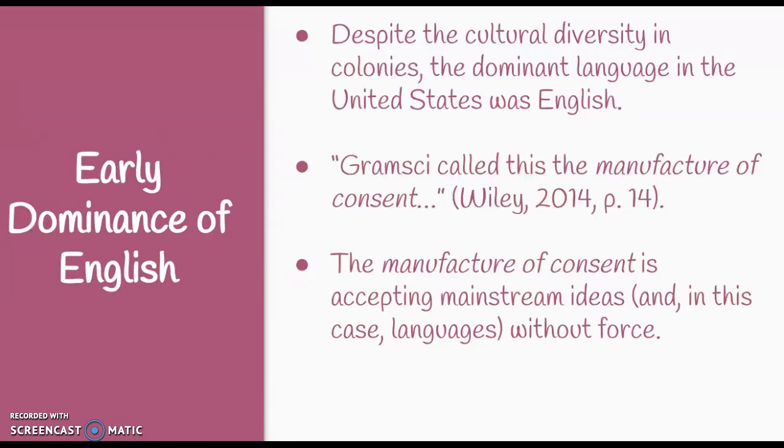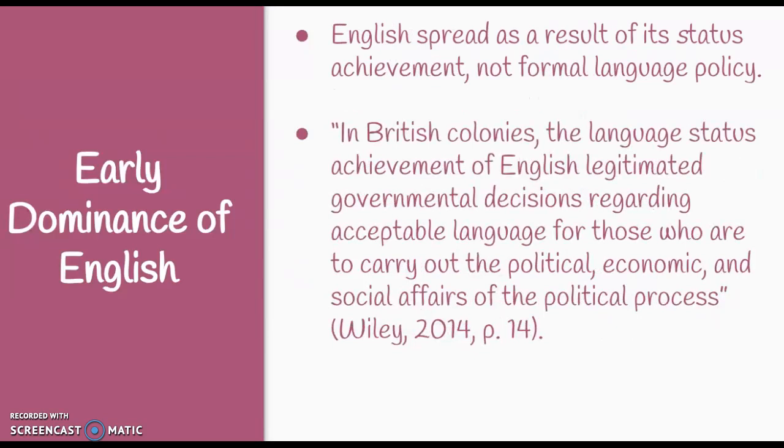However, even though there was cultural diversity in the colonies, the dominant language in the United States was still English. And according to Gramsci, he called this the manufacture of consent. And what that meant was that there was the acceptance of mainstream ideas, the acceptance of English language and American customs without force. So, this English spread happened not because there was any formal language policy, because at this point English was not the formal language, but as a result of status achievement, they believed that the English language helped the colonies achieve, or legitimated, government decisions regarding acceptable language in politics, economics, and social affairs.